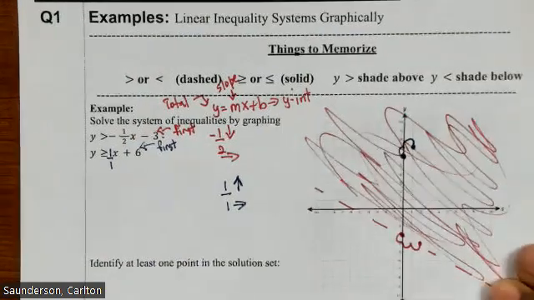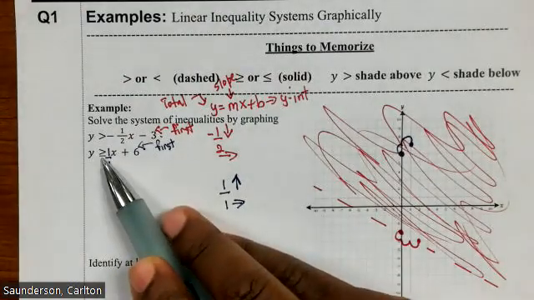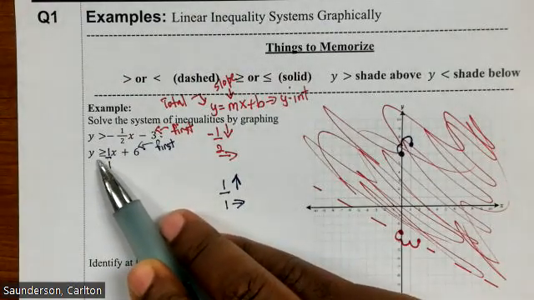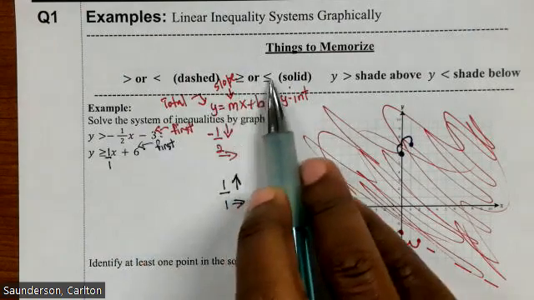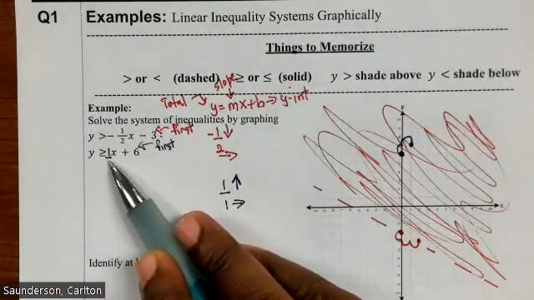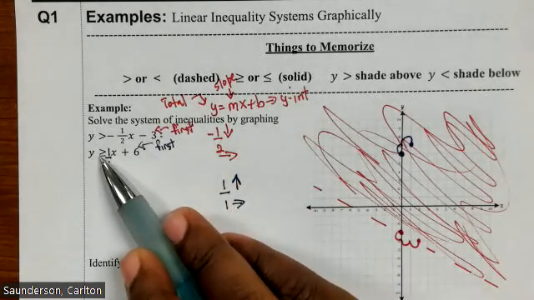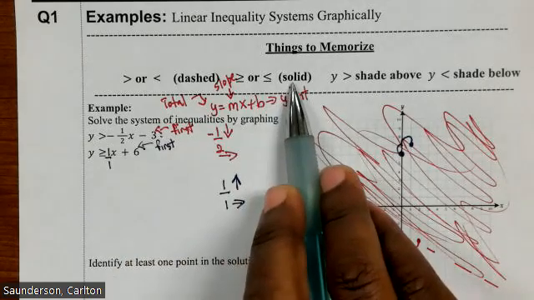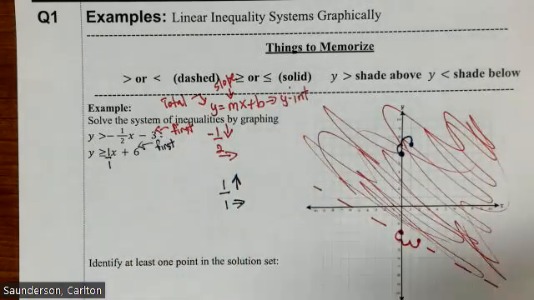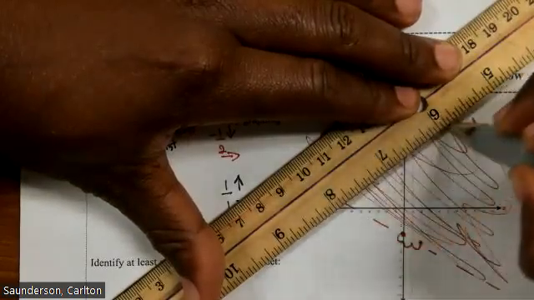Now you're going to ask yourself, what type of line am I going to have? Because this is a greater than or equal to, there is a line underneath, so it's going to be a solid line. If it did not have a line underneath, then it would be a dashed line. But because there is a line underneath, it's going to be solid. So I'm going to draw my line and make it solid.